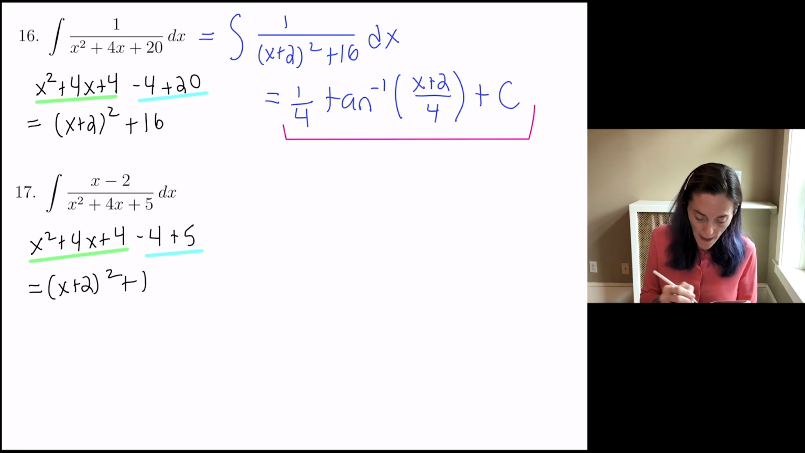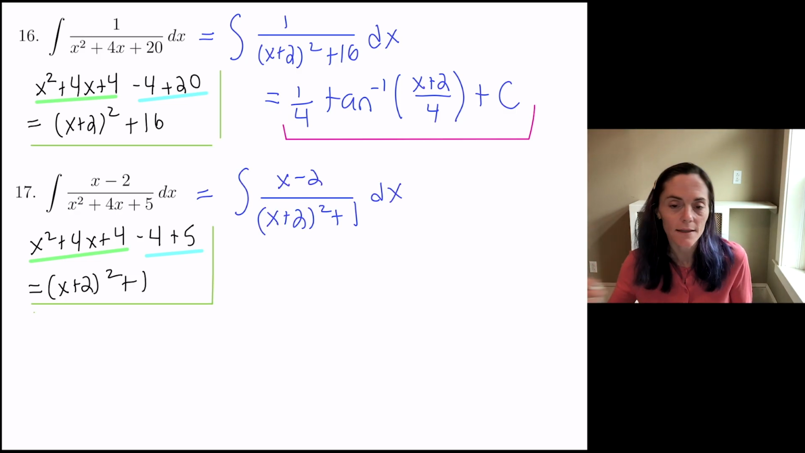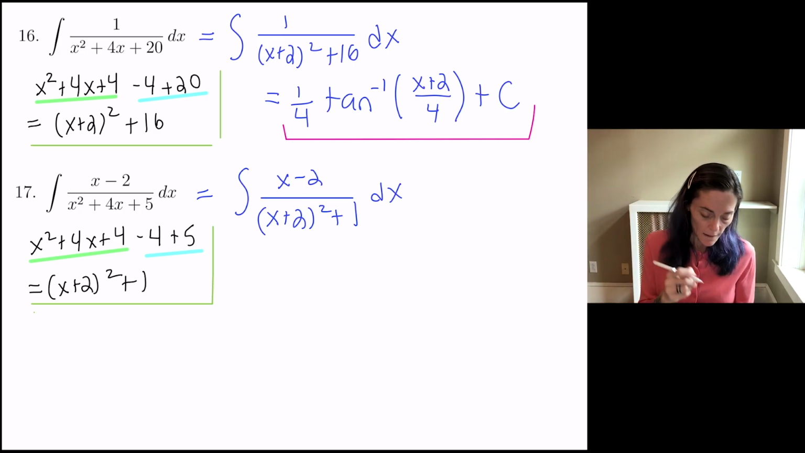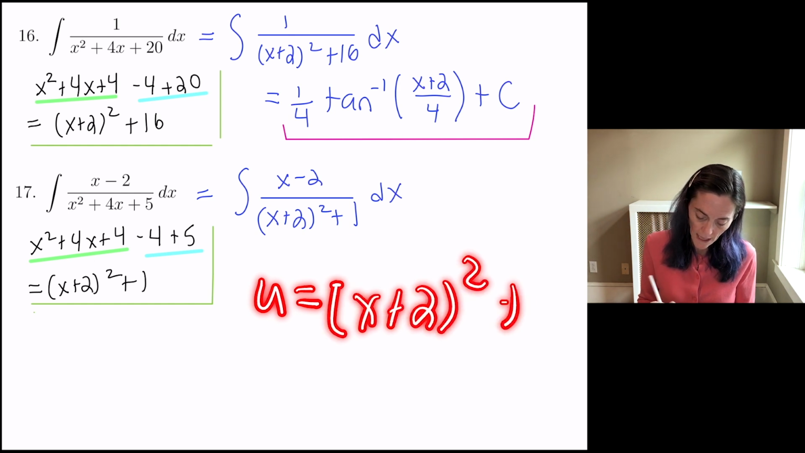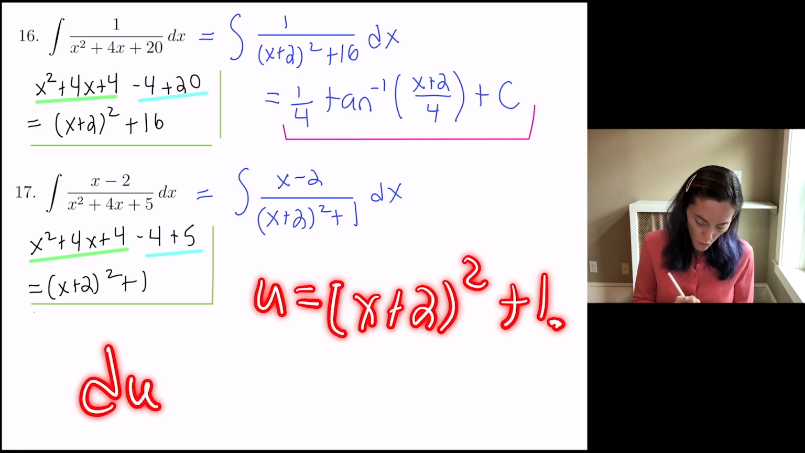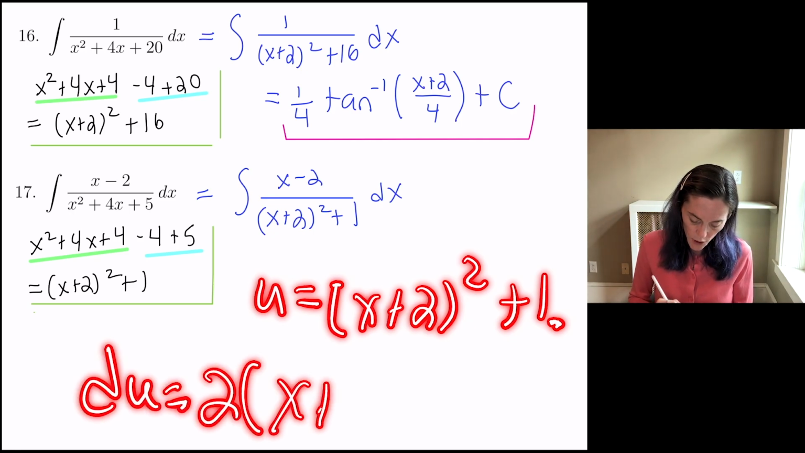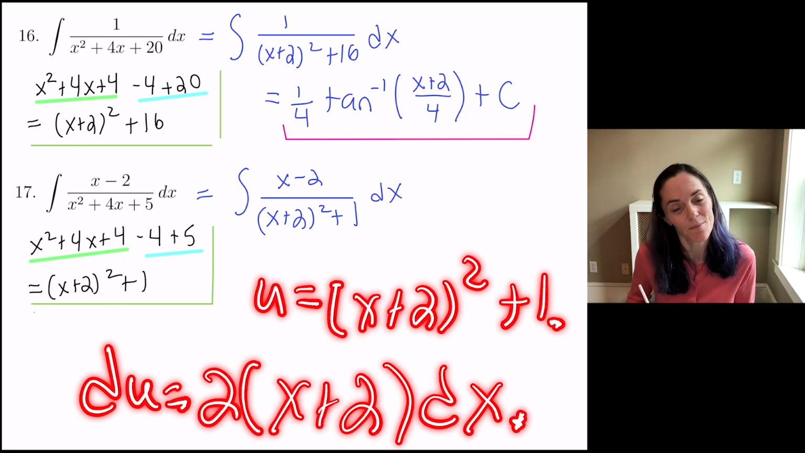Well, let's go back to my integral. The question is, what do I do now? Because I have x minus 2 in my numerator. Well, let's see. If we think about this as substitution, and we let u be the denominator, note that I could have thought about this before completing the square as well. Well, du would be 2x plus 2 dx, also known as 2x plus 4.